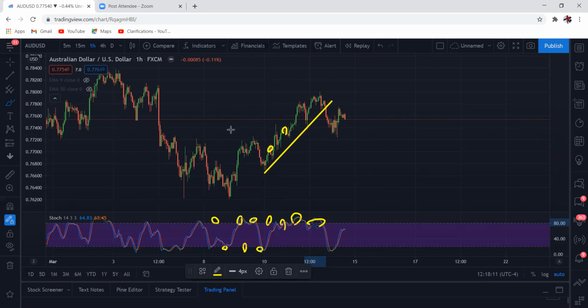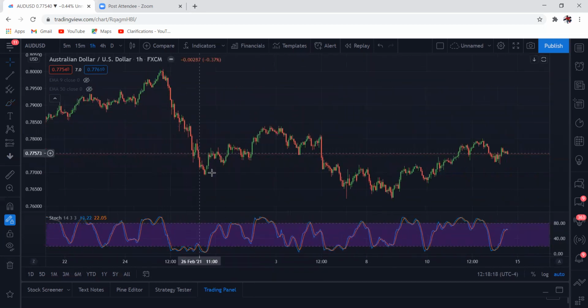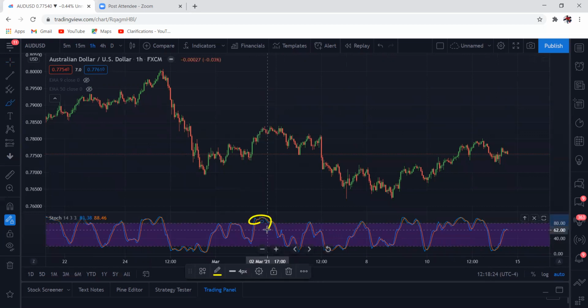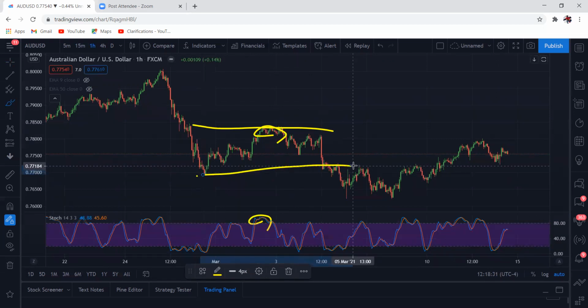The best time to use the stochastic is when it's in a consolidation, basically when the market doesn't have high volatility and is just ranging. So this would have been a perfect sell right here. Got this consolidation going, boom, you would have had a successful trade.